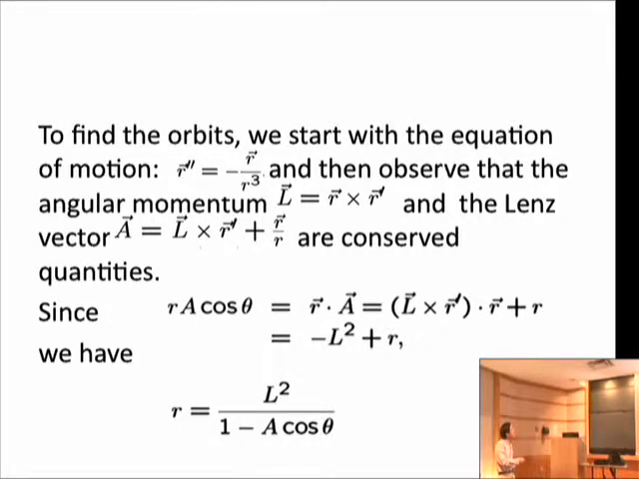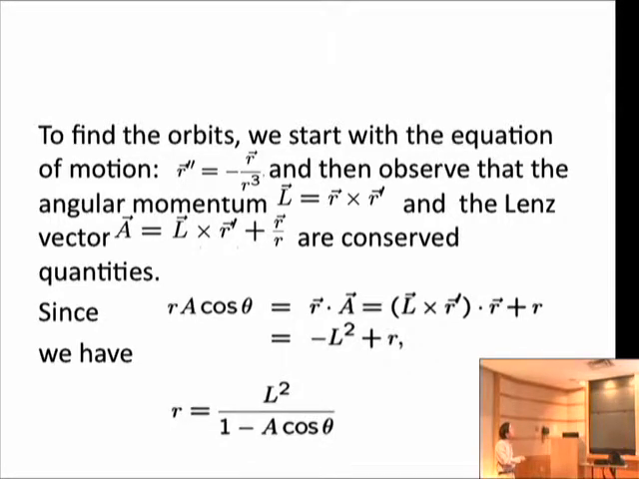Another fact is this L and A are perpendicular to each other. In fact, each term is perpendicular to L, because this L cross r prime is perpendicular to L, and here this r is perpendicular to L. So A dot L equal to 0, and the absolute length of A is really the eccentricity.